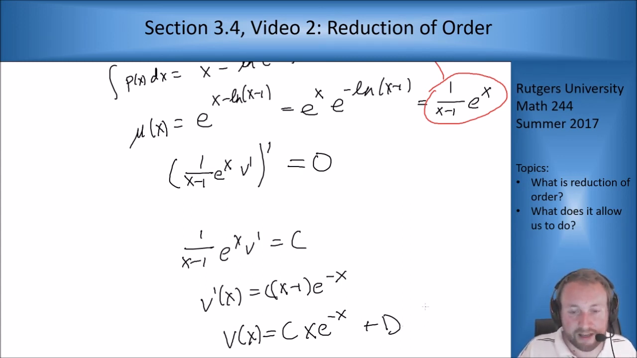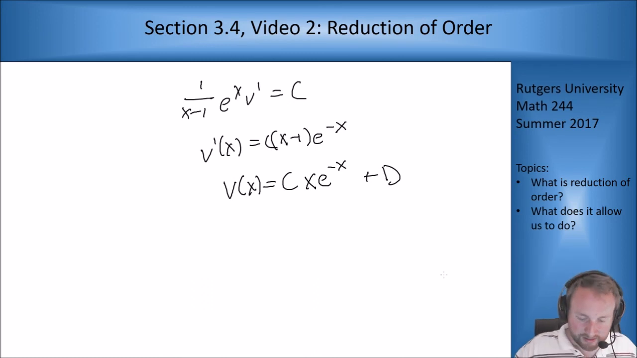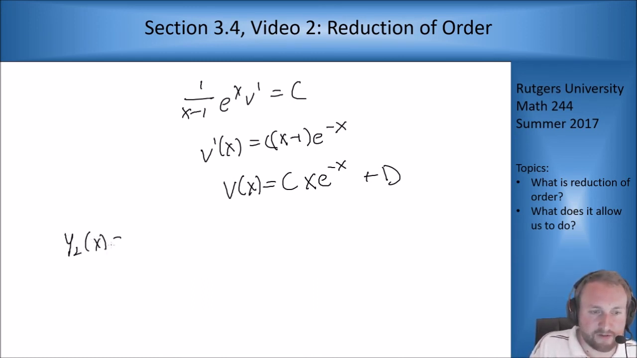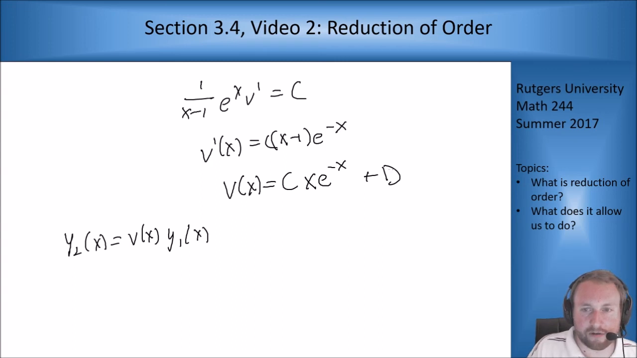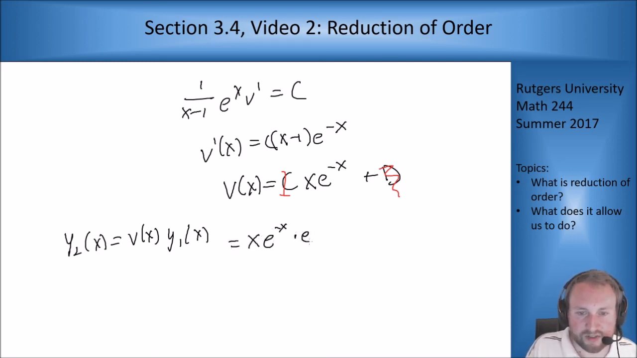So that's my v, which means I get my function y2 of x of the form of v of x times y1 of x. And again, as before, I want to throw out the d because the d gives me a constant which gives me more y1s which I don't care about. I'm going to make the c be 1 just to make things simpler. And so this becomes x e to the minus x times y1, which is e to the x, gives me x as my second solution.